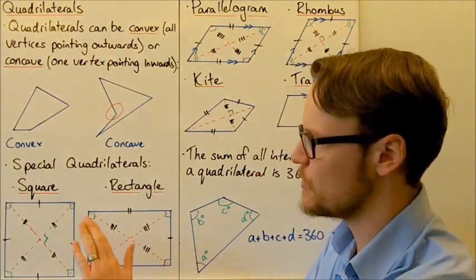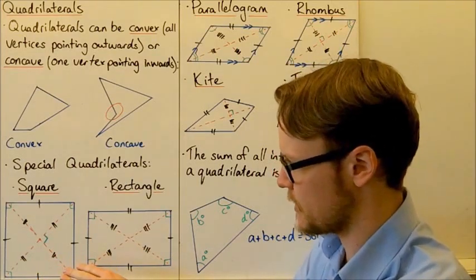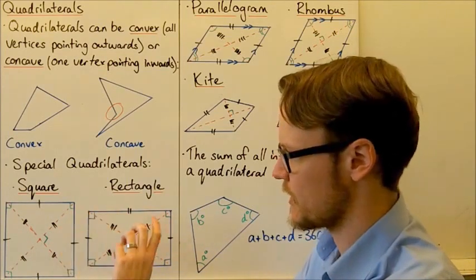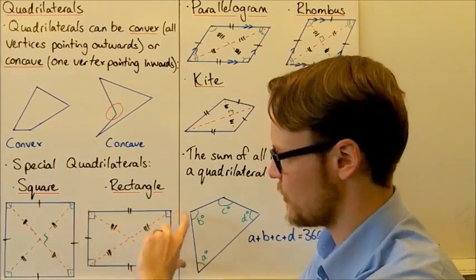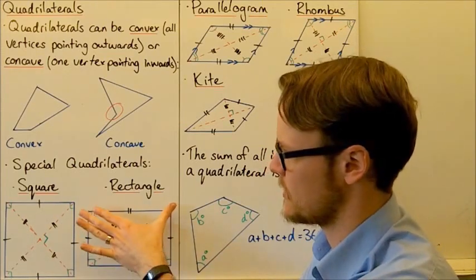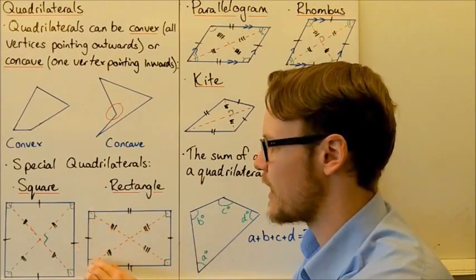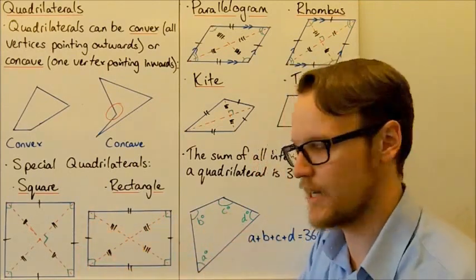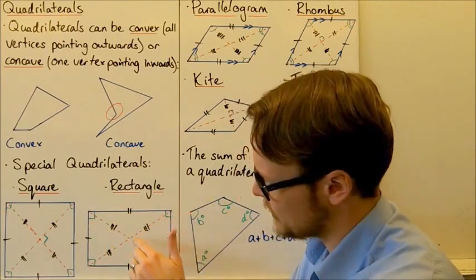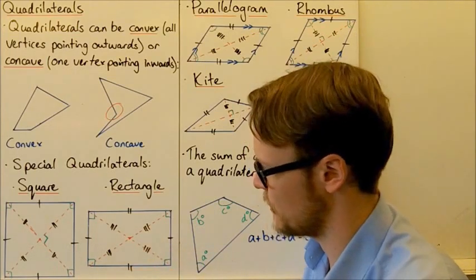In our rectangle, there's a couple of differences between the square and the rectangle. The main difference is that the side lengths aren't all the same, but the opposite sides are the same length. So this length is the same as this length, and this length is the same as this length. Once again, just like the square, the interior angles are all right angles. When we draw in the diagonals though, they do not intersect at right angles. In the centre here, they do not intersect at right angles.